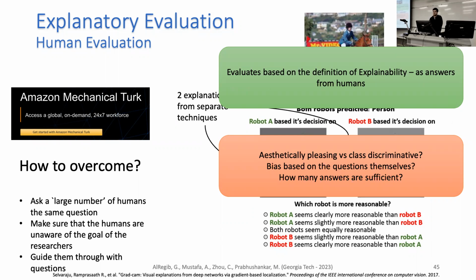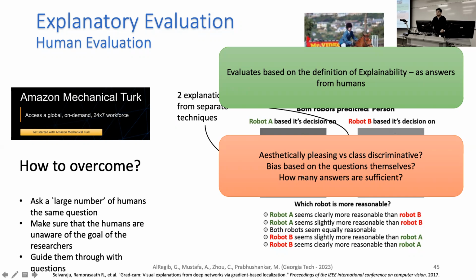The thing is, most of us are very similar to each other, and we look at what is aesthetically pleasing versus class discriminative to make these kind of answers. So there's going to be bias. These questions can be framed in a way where one will be biased. So it's very important to, if it slips through the review process, this paper is going to exist. So it's very important to make sure that bias doesn't exist.